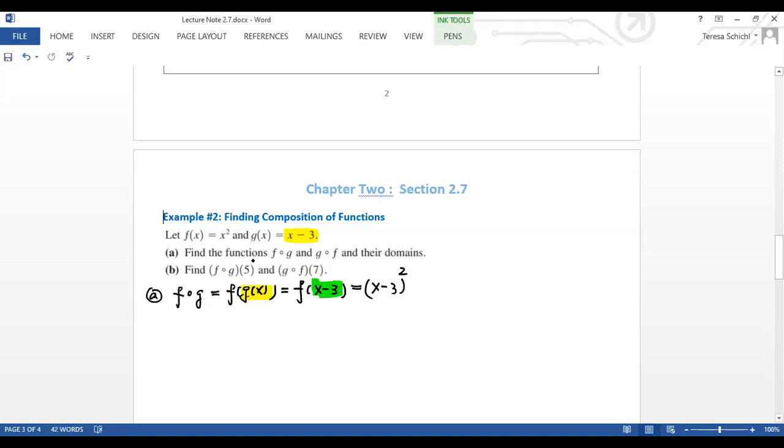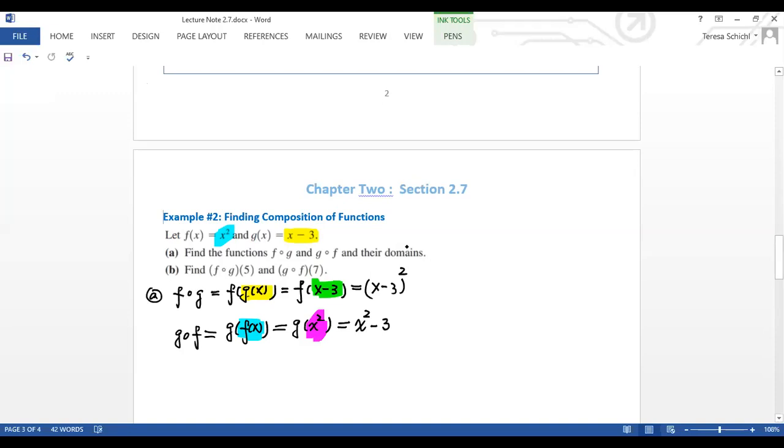All right. Now let's see the next one, G composite of F. G composite of F means F is inside. So F is x squared. Now I can say this is G of x squared. That means everything in G with x has to be replaced with x squared. So this will be x squared minus 3.